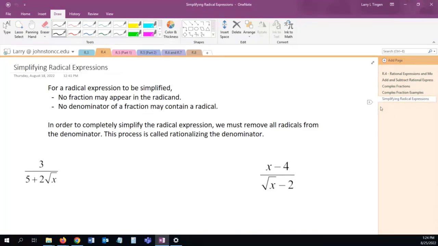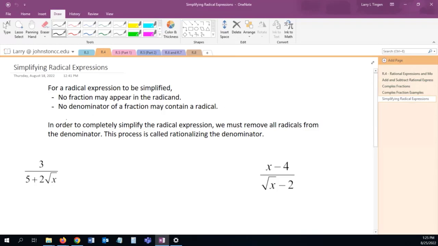Okay, last step in R4 is simplifying radical expressions. In order for a radical expression to be simplified, again, expression meaning that it's just one side, it's not done on an equation. It's a radical expression. That means that x is in there and it is trapped under a root. It doesn't have to be a square root, just any root. So I cannot have a fraction in the radicand, that's what's under the root, and I cannot have a radical in the denominator. You've heard of rationalizing the denominator?